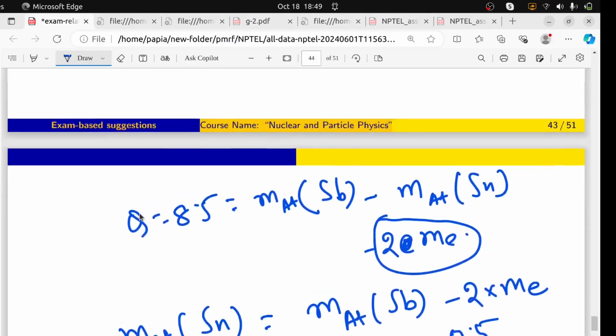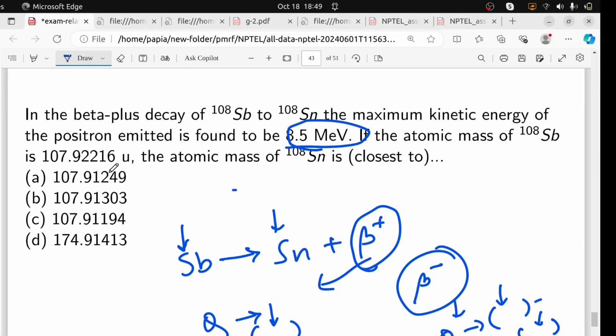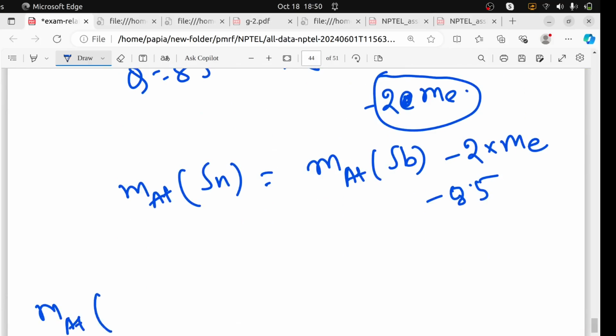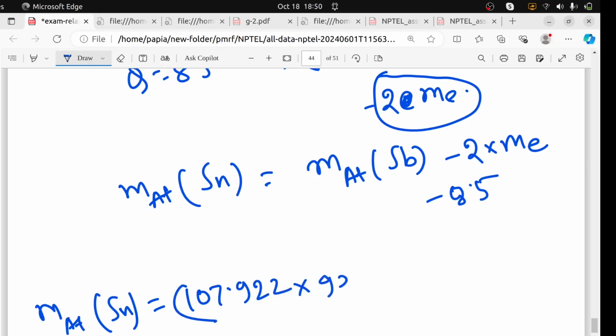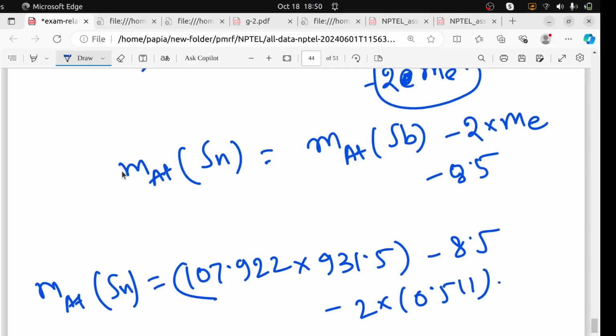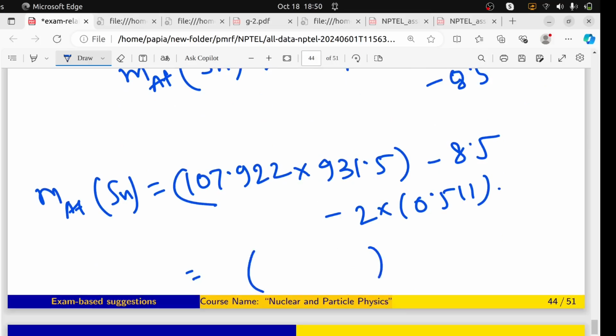Now you can just calculate that. This is in MeV, this is in u, so you have to take care. Obviously you have to convert: 107.92216 times 931.5, and that whole will be in MeV unit. Now M_AT of Sn is 107.922, whatever is given. I am not going to write all the terms. This minus 8.5 minus 2 times Me. Me is 0.511 MeV. So we can take care of this, and that will be in MeV unit only.